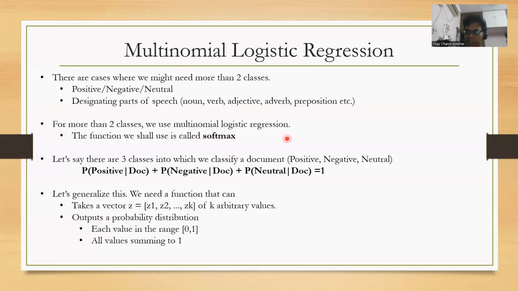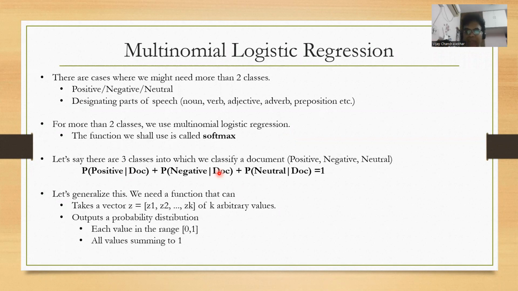We'll come to the function a little later, what function we're going to use. For the binary case, we were using the sigmoid function. For more than two classes, there's another function that we shall use. We'll come to that a little later. But let's look at the characteristic of this function. What is it that is needed? So let's say I have a document and I'm classifying the document into three: positive, negative, and neutral.